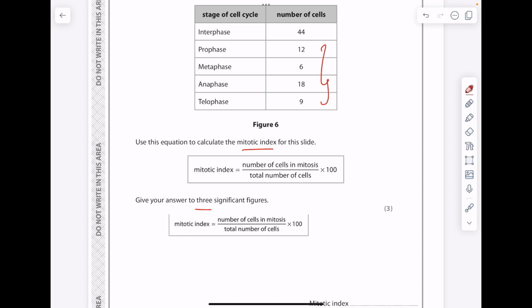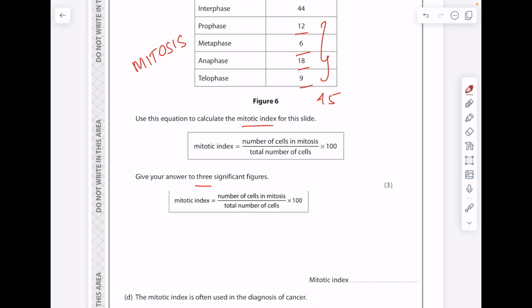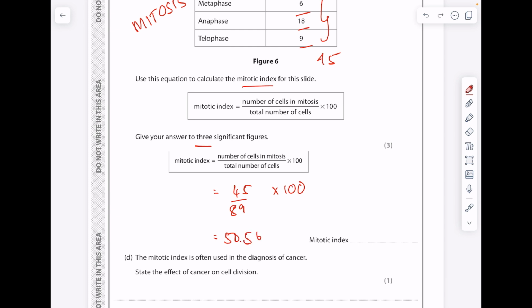So PMAT is mitosis. And interphase is the gap between mitosis. So we need to add these up to get 45 over the total number of cells. So add that 44 times by 100. And then the 3 sig fig answer is 50.6.